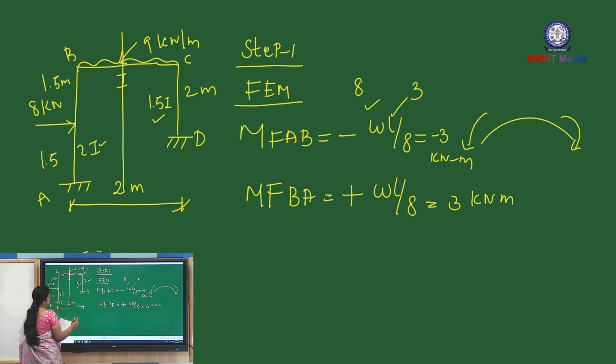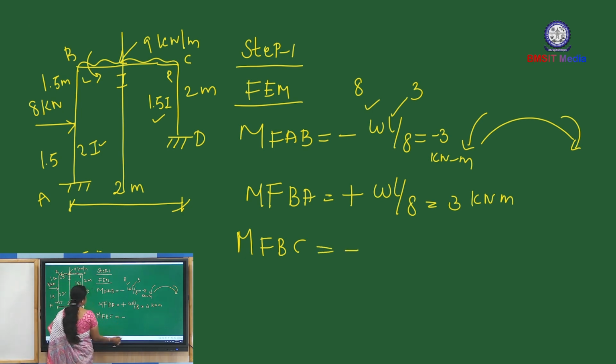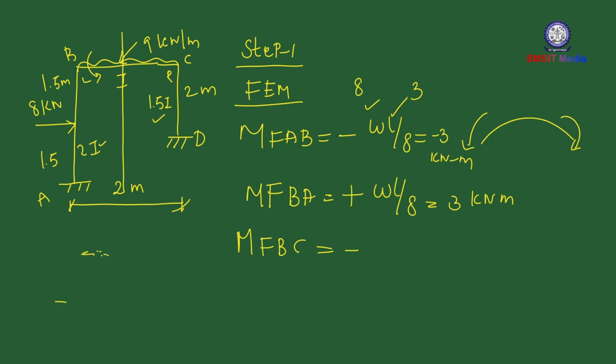Now coming to the span BC. So M of BC, that is left side moment. This is left side, this is right side. For the left side anti-clockwise moment, the formula is always minus sign only. This span BC is subjected to UDL load. For this loading case, the formula is minus WL square by 12.